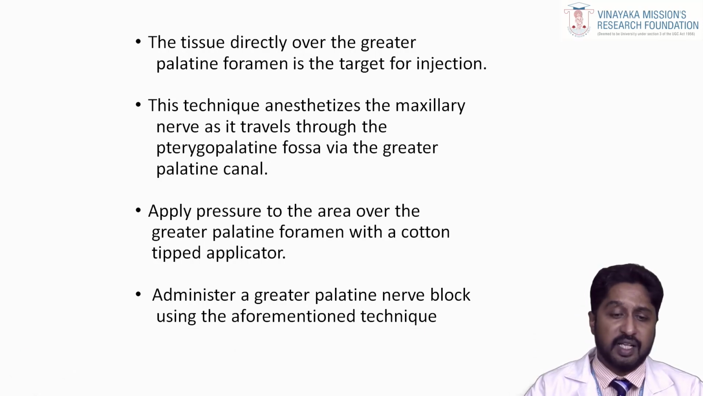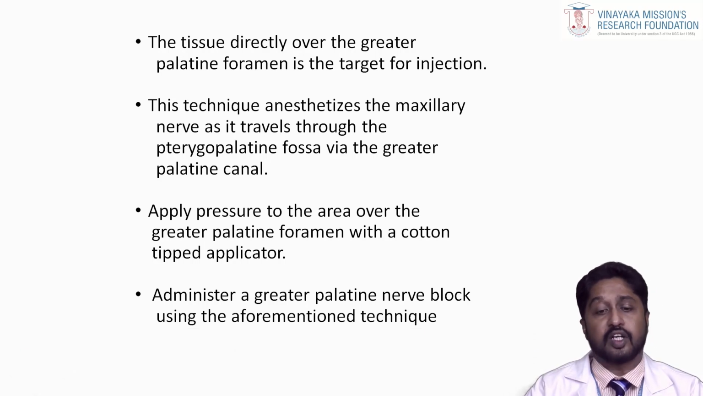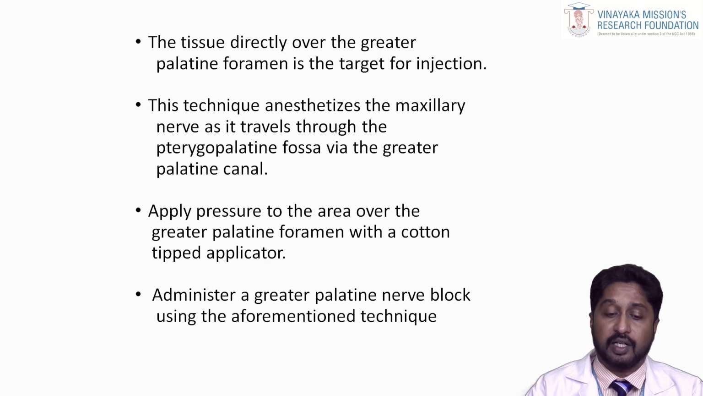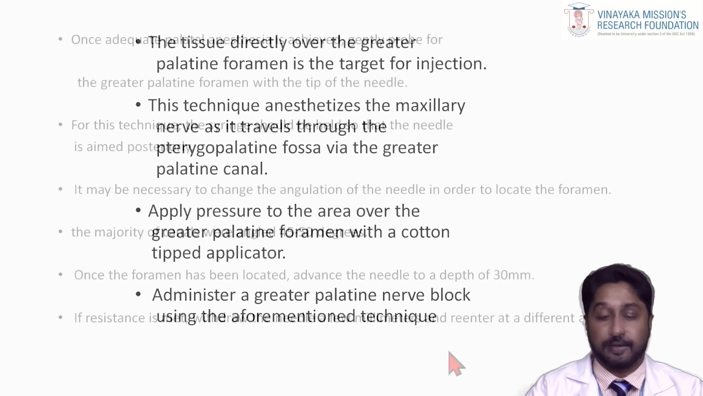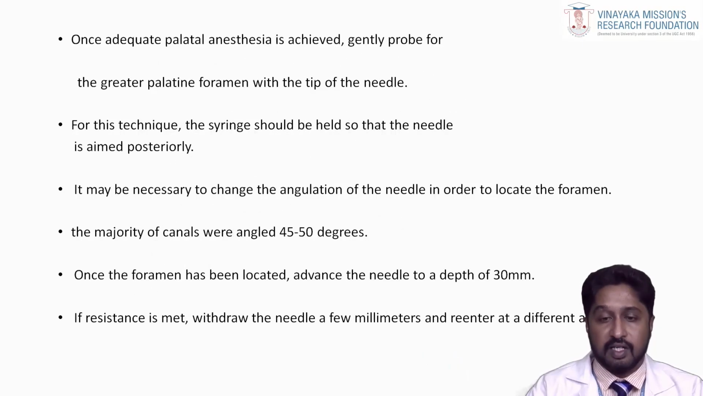The technique anesthetizes the maxillary nerve as it travels through the pterygopalatine fossa via the greater palatine canal. Apply pressure over the greater palatine foramen with the cotton tipped applicator, the same way as you did before. Administer a greater palatine nerve block using the foramen technique. Once adequate palatine anesthesia is achieved, gently probe the greater palatine foramen with the tip of the needle. For this technique, the syringe should be held so the needle is aimed posteriorly.